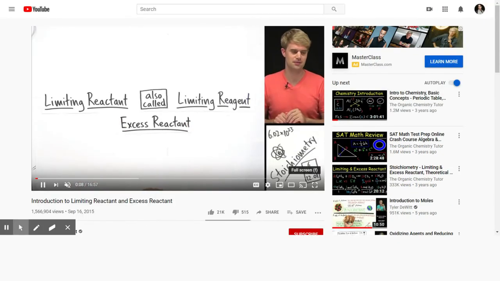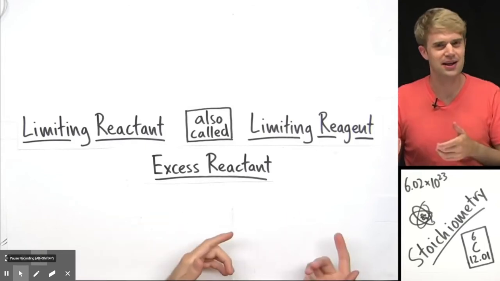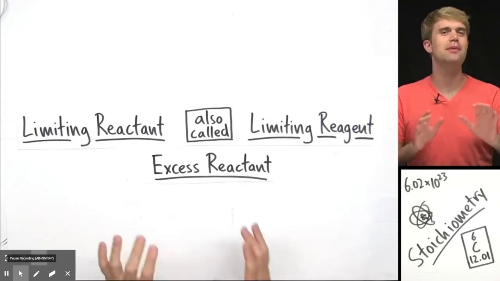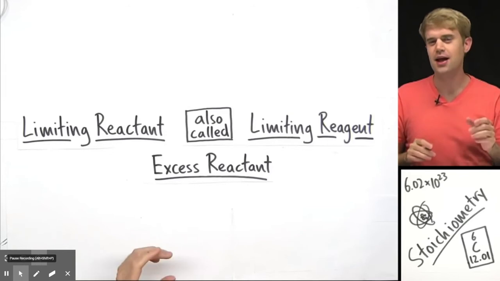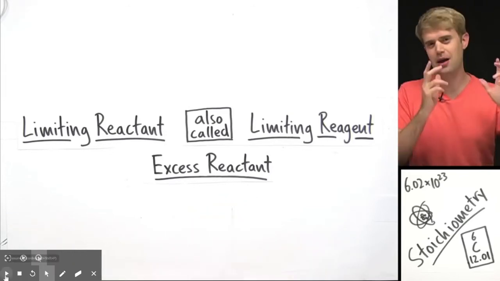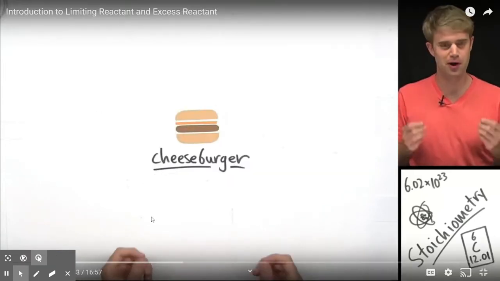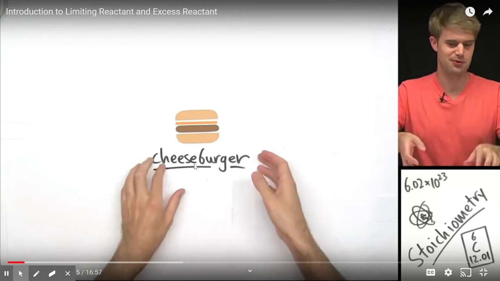Along the way, we'll also discuss a related topic called excess reactant. Now, limiting reactant and excess reactant all have to do with chemical reactions. But to explain it from the beginning, I actually don't want to start talking about the chemistry. I want to start talking about some analogies to cooking. We'll compare a chemical reaction to a cooking recipe.